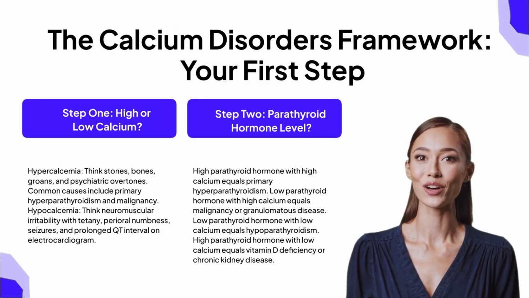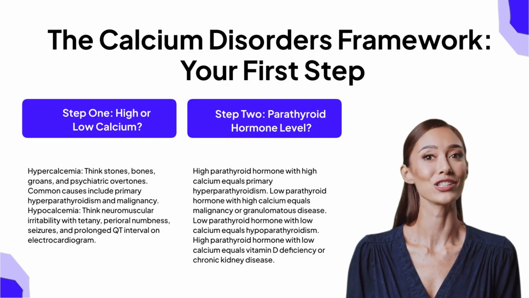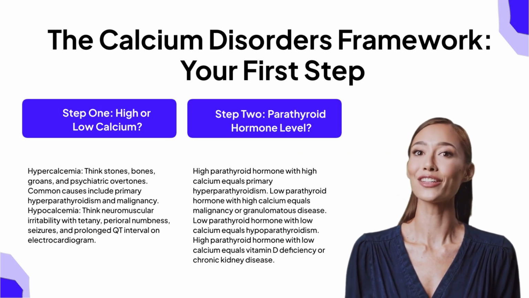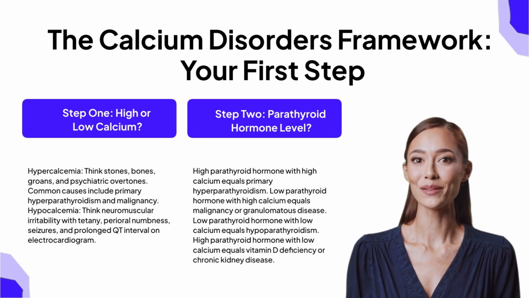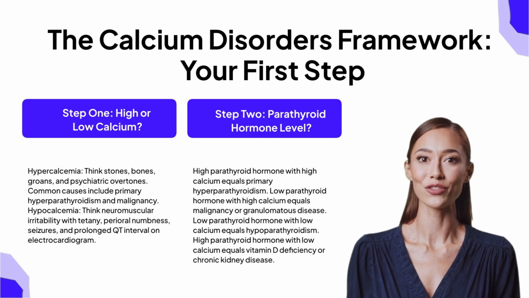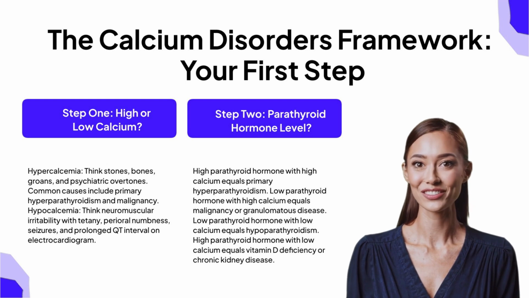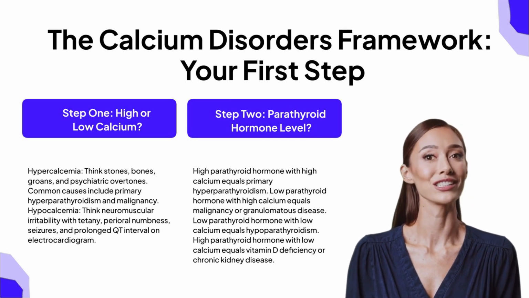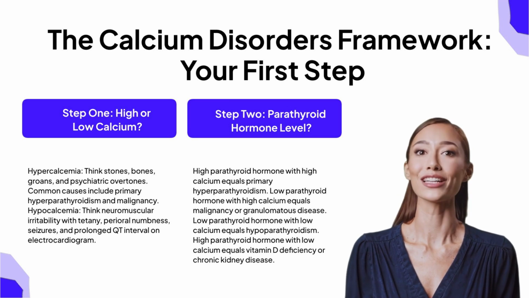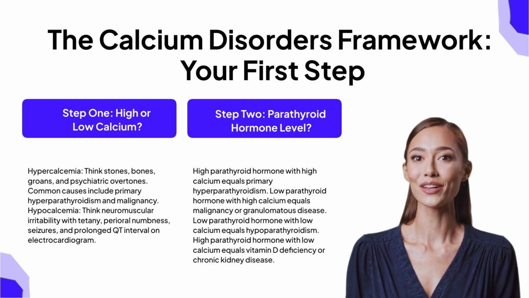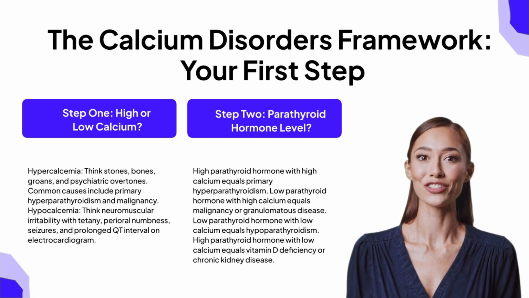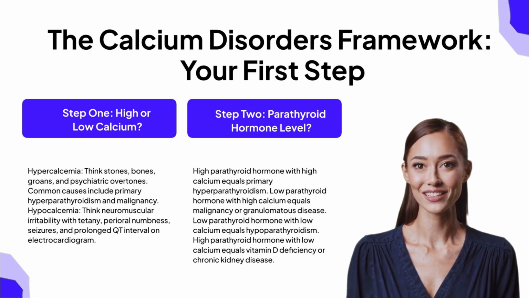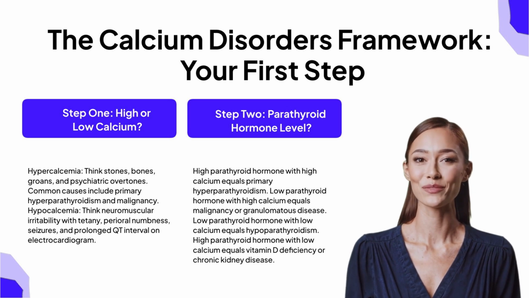When you see a calcium question, your first mental step should be to categorize it. Ask yourself, is the calcium high or low? Hypercalcemia presents with the classic mnemonic stones, bones, groans, and psychiatric overtones. Think kidney stones, bone pain, abdominal pain with constipation, and confusion or depression. The two most common causes are primary hyperparathyroidism and malignancy. Hypocalcemia presents with neuromuscular irritability. Think tetany, Chvostek sign, which is facial twitching when you tap the face, Trousseau sign, which is carpal spasm with blood pressure cuff inflation, perioral numbness, and seizures.